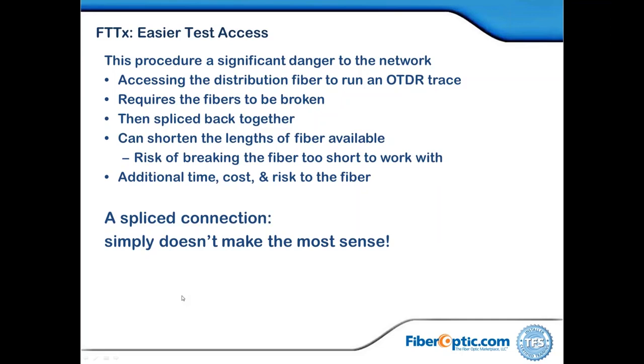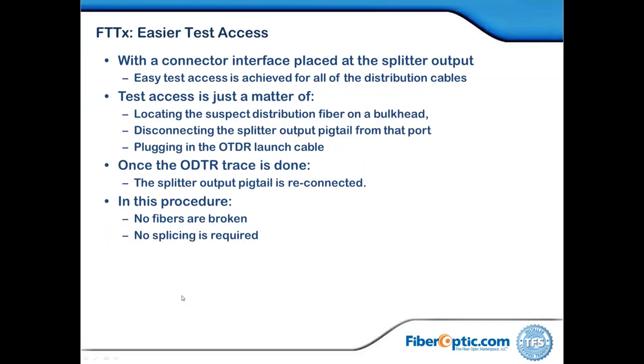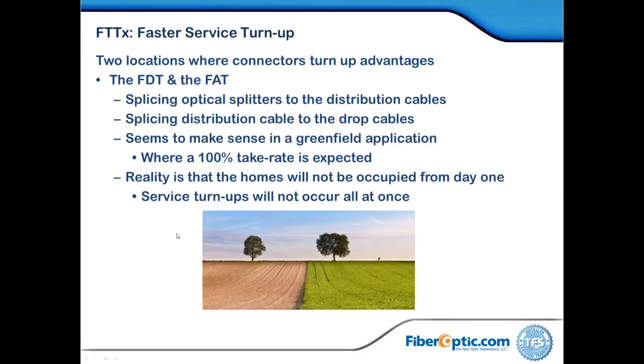So it's not always all spliced in that makes the most sense, and that's where you get the connector interface, which is very, very common. As I've been describing, I can separate the fiber links out. I can disconnect a splitter, test back to the curb, test back to the central office, and when I'm done, I just plug it back in. And I can also just plug in my OTDR test equipment. No fibers broken, no splicing required. So it gives 2 locations where connector turn-ups have advantages.